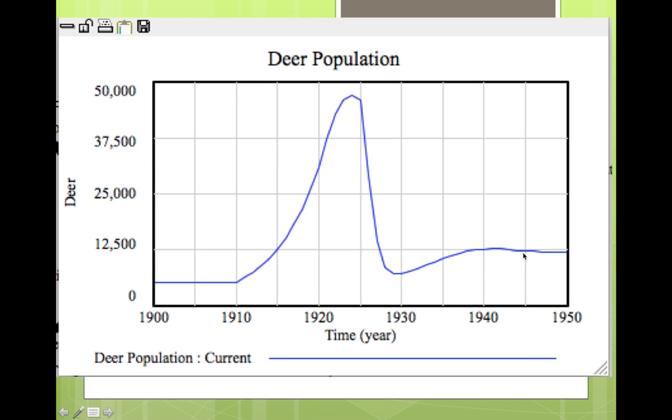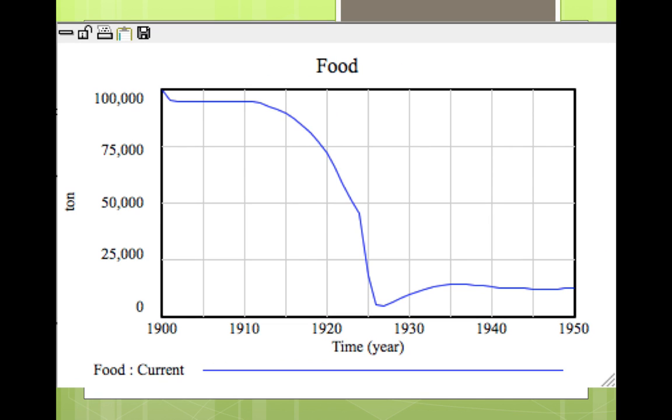Okay, and I'll show you how the model is structured. You can also see the other stock, which is the food. Again, very stable until circa 1910, when the deer start growing very rapidly. Food starts getting depleted very quickly, and you can see why the deer collapsed, because they essentially ran out of food.